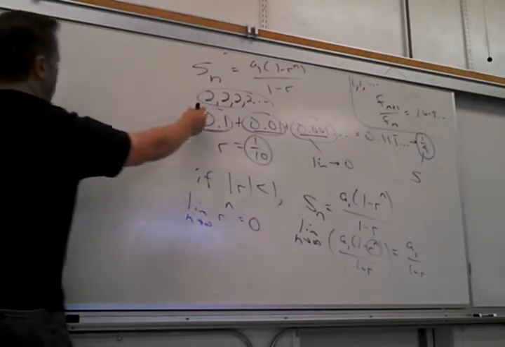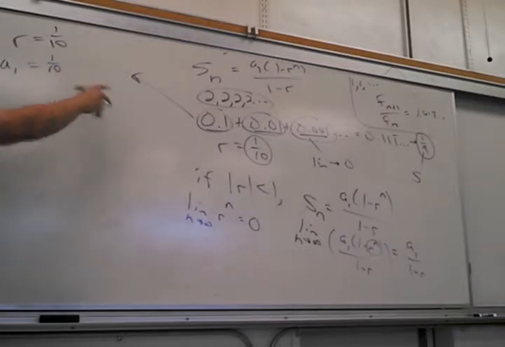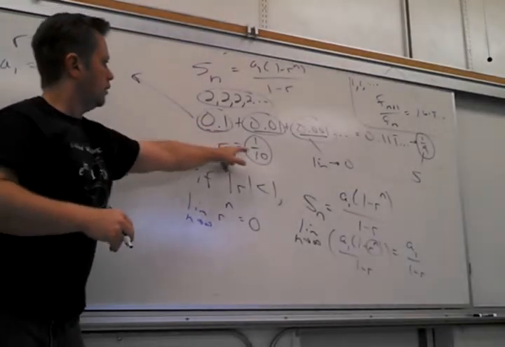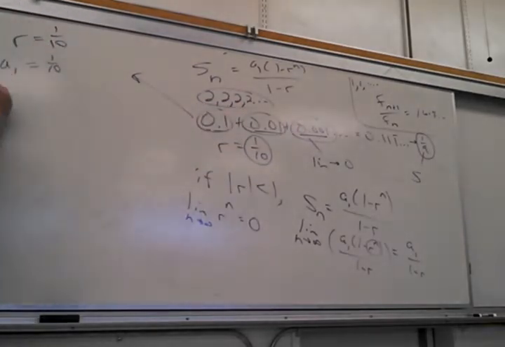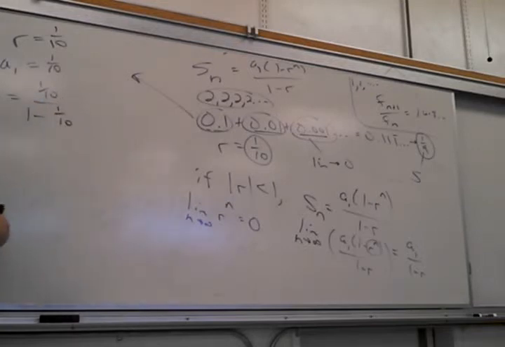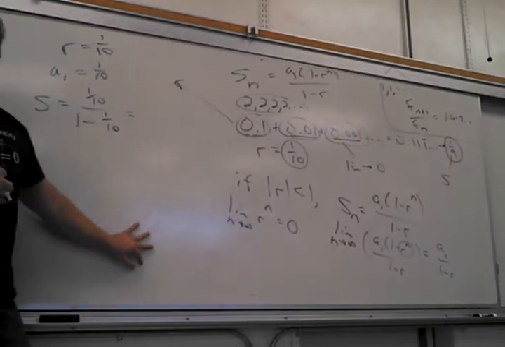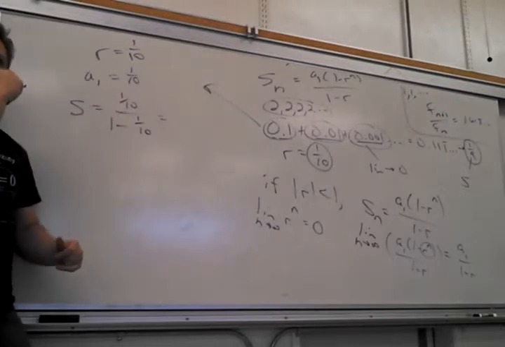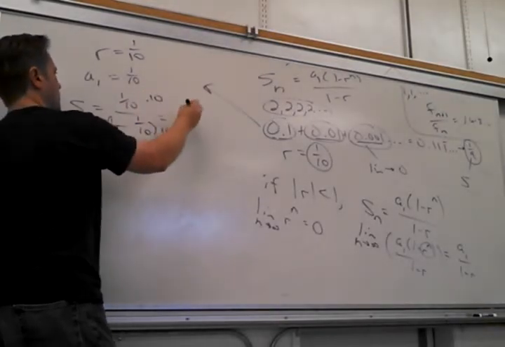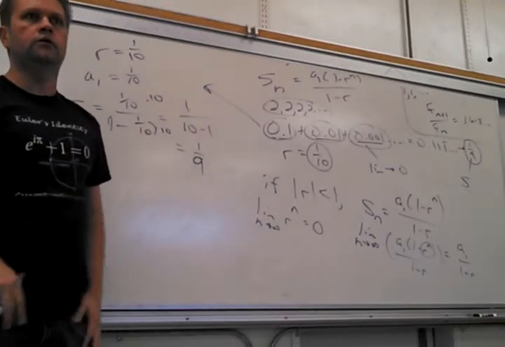So for this sequence here, this series, I have r is 1/10 and a1 is 1/10. Is that cool? So then how do I use this formula? It'll be a1 over 1 minus r. How do I do this? There's two ways. What I always do is multiply top and bottom by 10 to kill the inner fractions. So if I multiply by 10 on the top and bottom, I'll get 1 over 10 minus 1, which is 1 over 9.